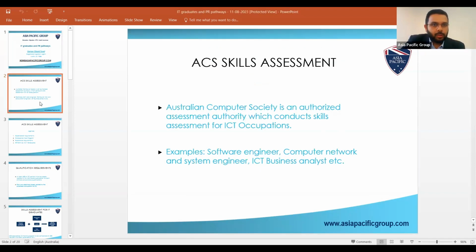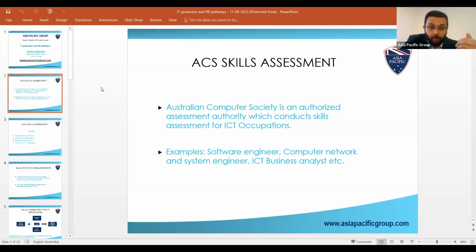The first thing for an IT occupation is that you have to get a skills assessment. As most of you know, we go to ACS, the Australian Computer Society, to get the assessment done. The second thing is to figure out which occupation we're going with: software engineer, computer network and systems engineer, ICT business analyst, systems analyst, or network admin. There are 20 or 30 occupations we can choose from, and every occupation has its own nuances, so we have to be careful which occupation we select.